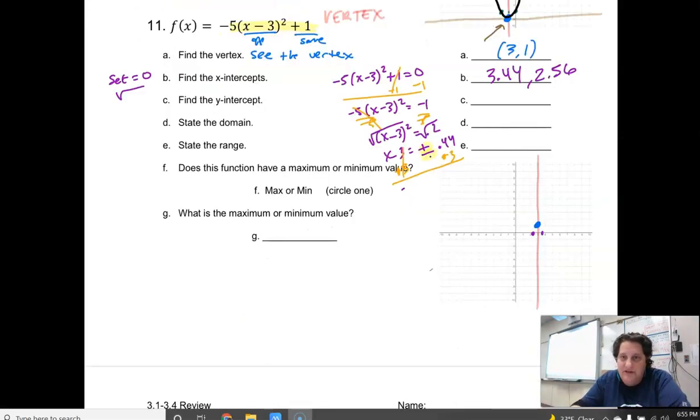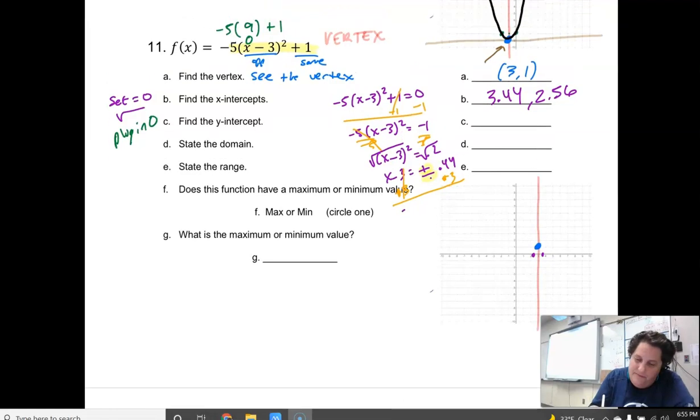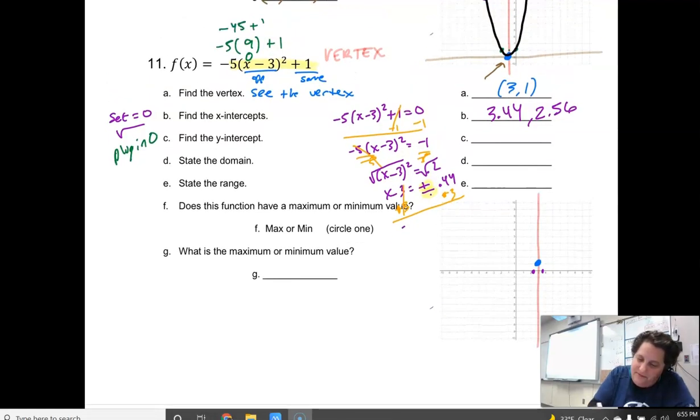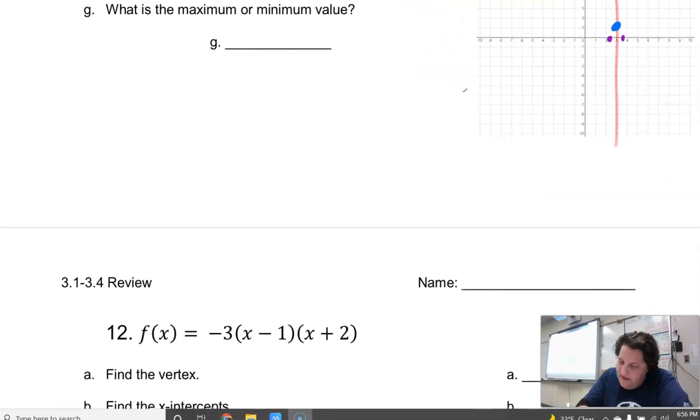Okay, you guys will love this. Here's another reason why I wouldn't exactly use this question to make you graph. Check out the Y-intercept. Remember, the Y-intercept is when we plug in 0? All right, let's see. Negative 5 times 0 minus 3 is negative 3 squared is 9, plus 1. So that's negative 45 plus 1. So my Y-intercept is negative 44. What is happening here? We should have probably picked some better numbers for that. Okay, negative 44 is like down there.